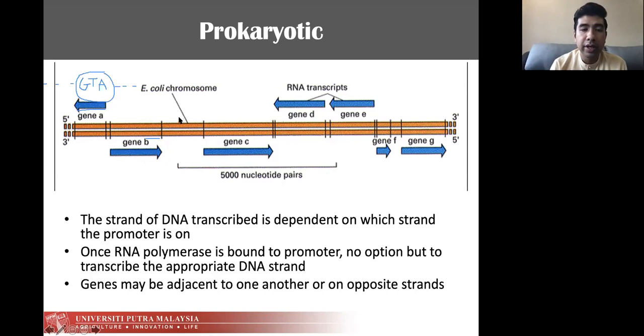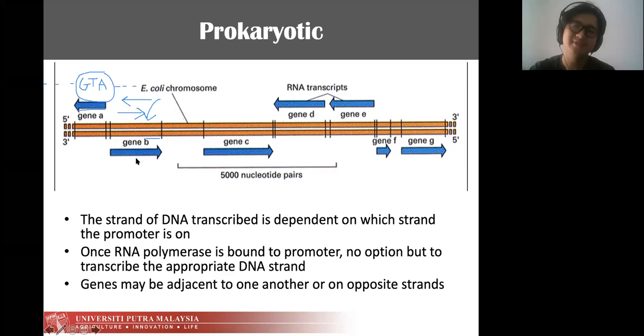Okay, your RNA polymerase binds where? Here, right? Right? So it translates from where to where? Your RNA polymerase from here or from here? Which one? For gene B, to the right or to the left? Towards the number 5.